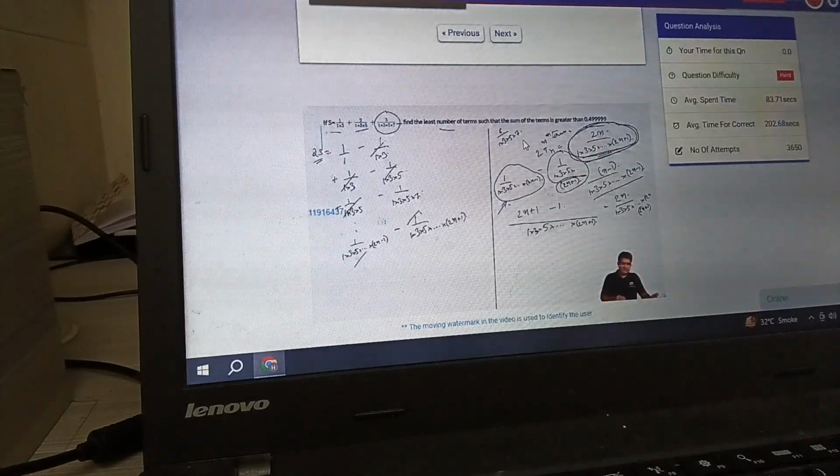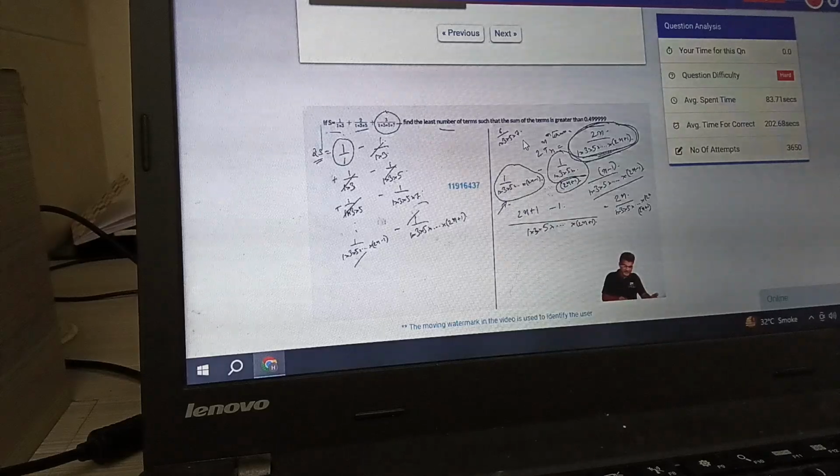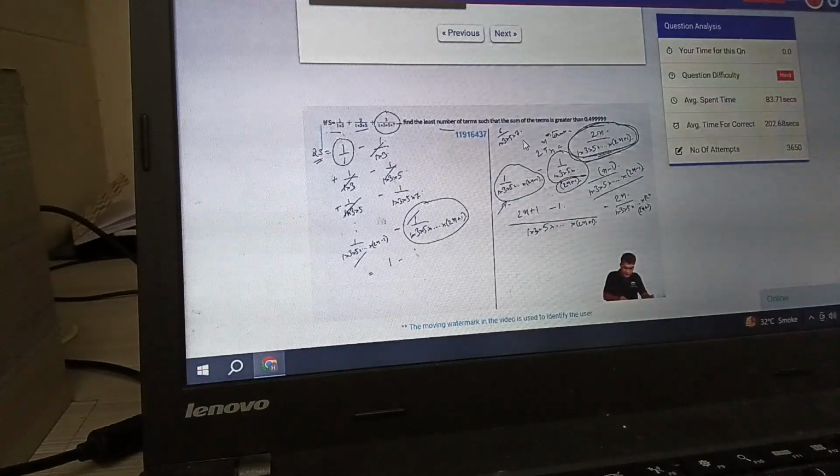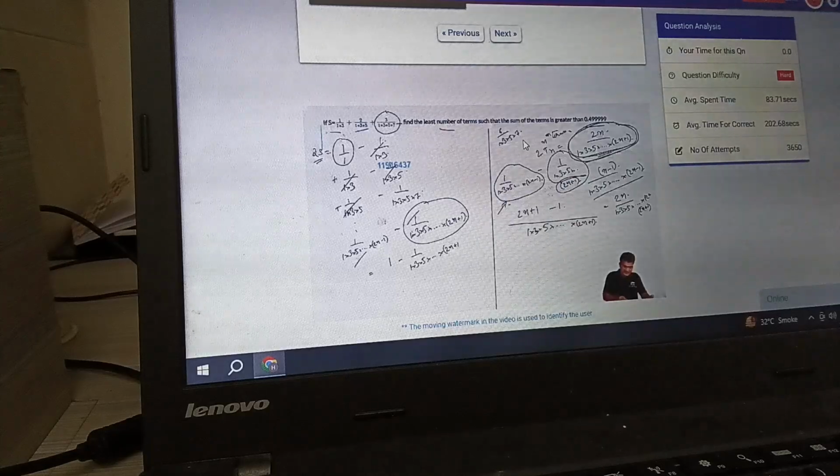So the only thing that will remain is the first term, which is 1, and the last term, which is 1 by 1 into 3 into 5 into dot dot dot into 2n plus 1. So the right hand side will become equal to 1 minus 1 by 1 into 3 into 5 into dot dot dot into 2n plus 1. This is the value of 2 times s. So the value of s will become equal to half of this.